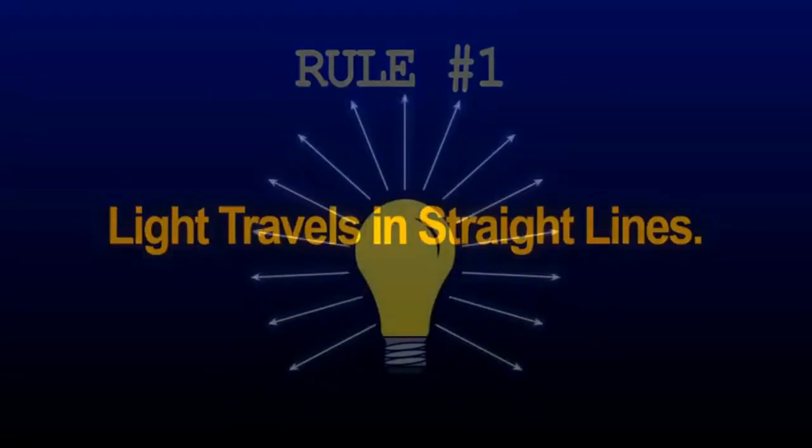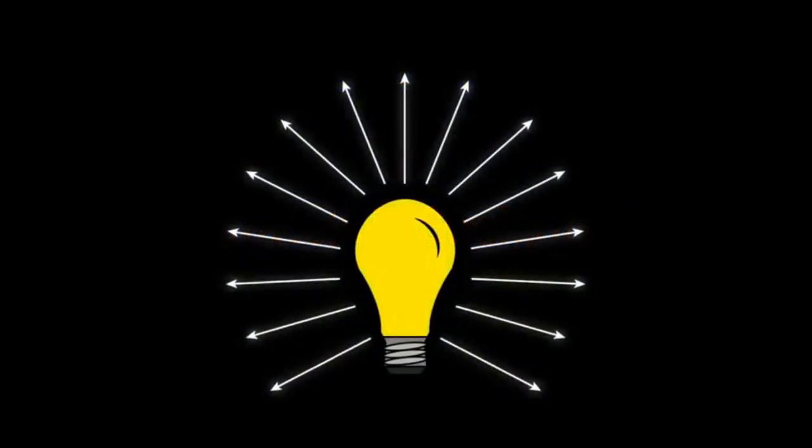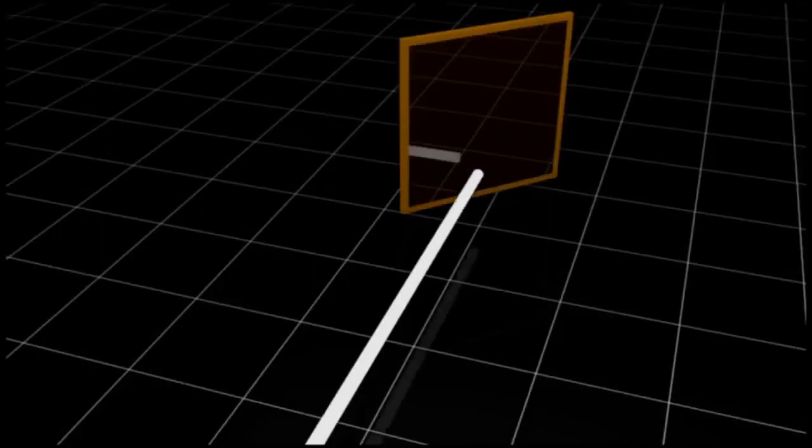Rule number 1. Light travels in straight lines. Now, a light source is going to send rays of light in all different directions, but each individual ray of light is on its own straight path. A ray of light will continue to travel on a straight path until it's deflected onto another straight path.